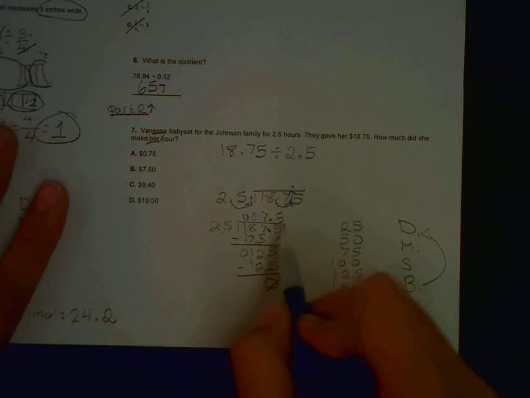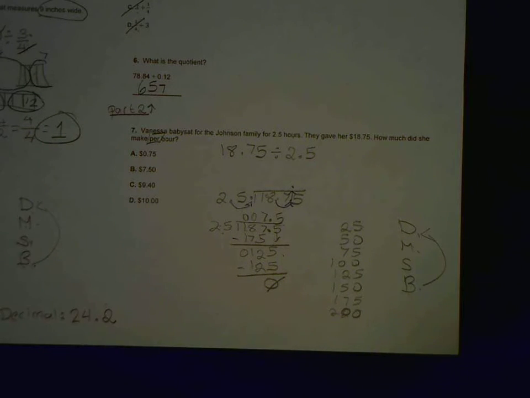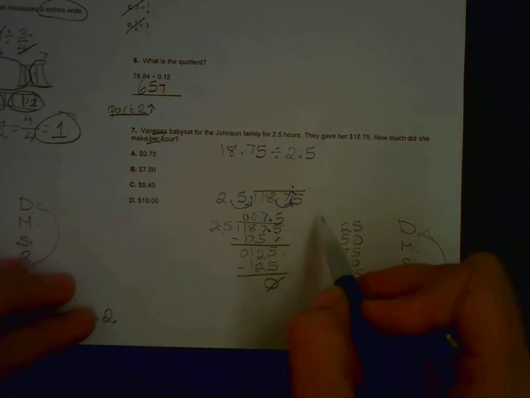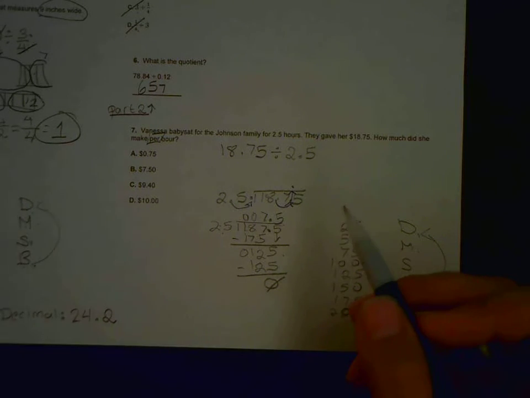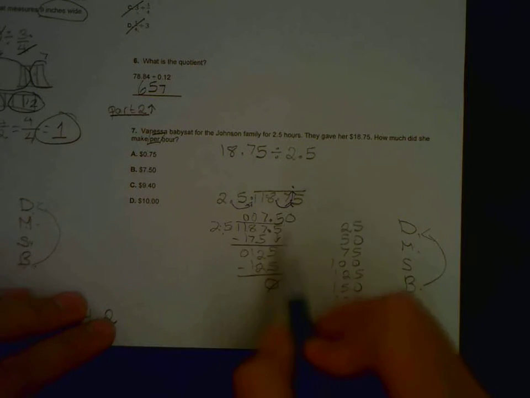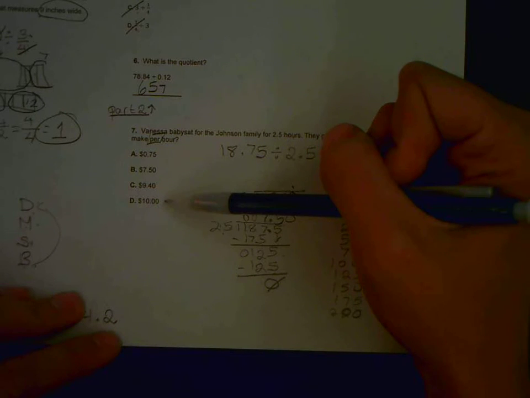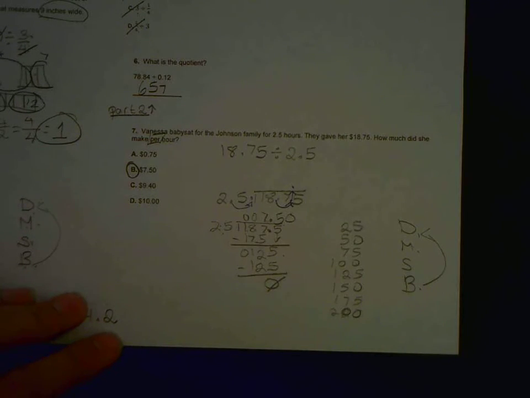We have 7.5. Because they're asking for money, we always have two numbers behind the decimal involving money. The only digit we can add after 5 that doesn't change the value of 7.5 is going to be 0. So when we're looking at money, we're looking at $7.50. Which one of our answers is $7.50? And that's going to be B. $7.50 she makes per hour.